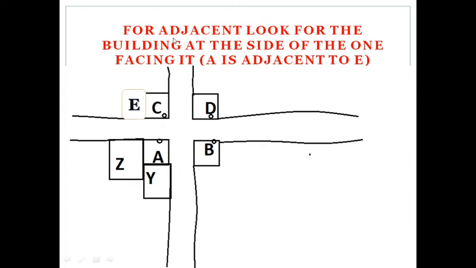When they say adjacent, look for the building at the side of the one facing it. So for adjacent, first thing you look for is the building facing the current building. A is our reference point, so the building facing A is C. Now, adjacent is the one at the side of the building facing opposite. So if this is C, the building at the side of C is E. So E is adjacent to A. That's the meaning of the word adjacent. Adjacent means you are not the opposite, but you are the next after the opposite. You are the one at the side of the opposite. That's what adjacent actually means. So A is adjacent to E.